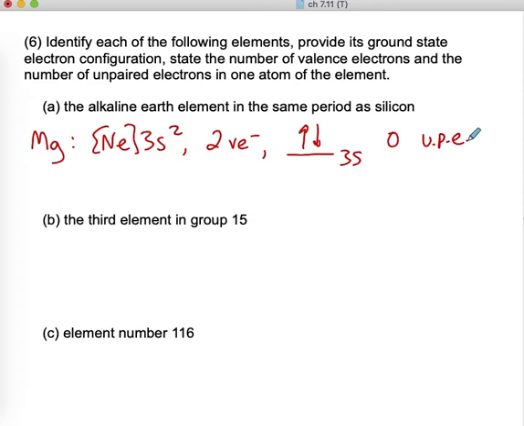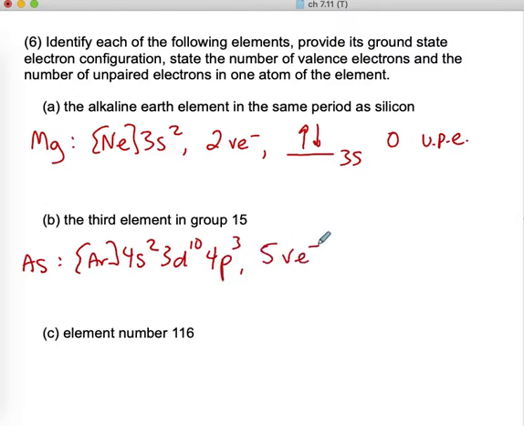The third element of group 15 is arsenic. Oops. Not argon, arsenic. Using the noble gas abbreviation, I will write the electron configuration argon 4s2, 3d10, 4p3. That has 5 valence electrons, the 2 in the 4s and the 3 in the 4p. The 4p sublevel is partly filled. It has 1 electron in each. So we would say that an atom of arsenic has 3 unpaired electrons.